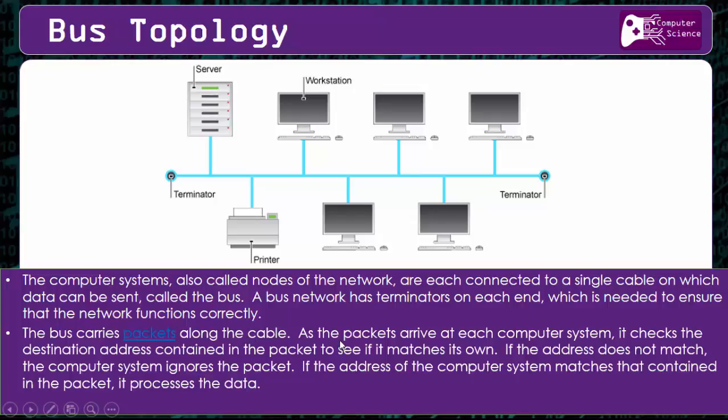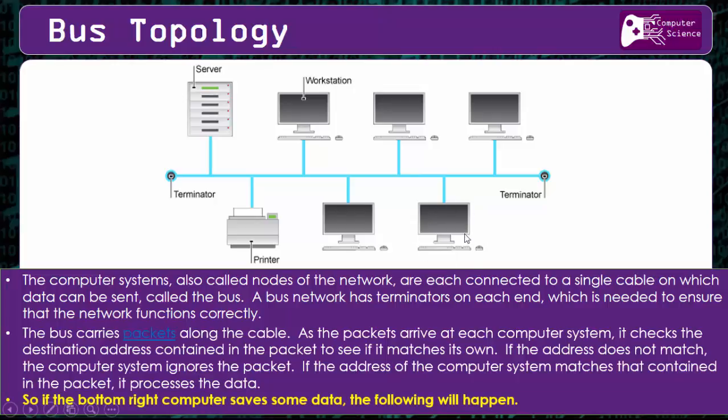As they arrive at each computer system, it checks the destination address to see whether or not it matches its own, to see whether it's supposed to be going to that computer. If it doesn't match, then the system ignores the packet. However, if the address does match, then it processes that data.